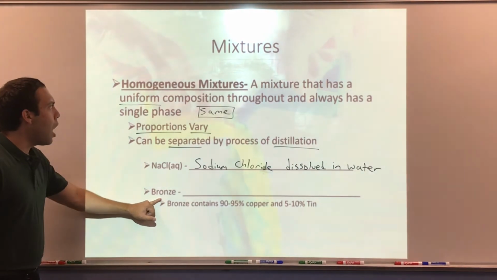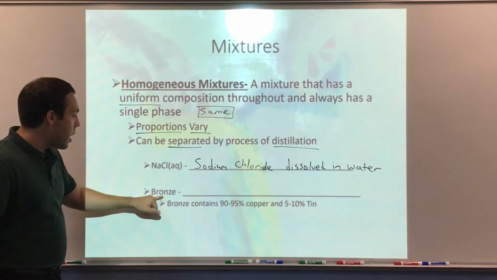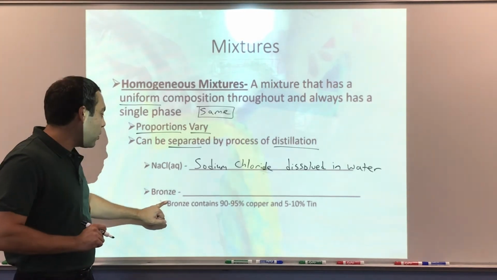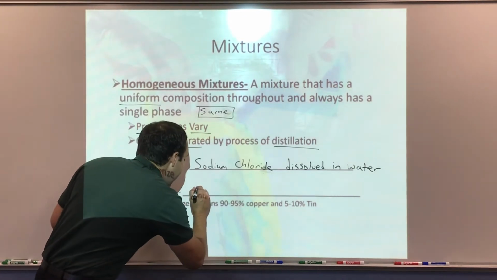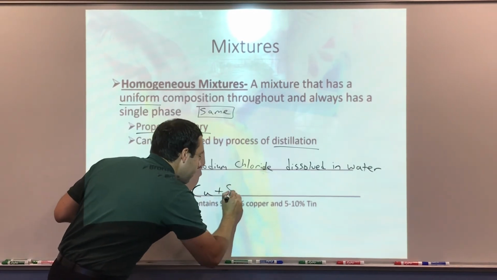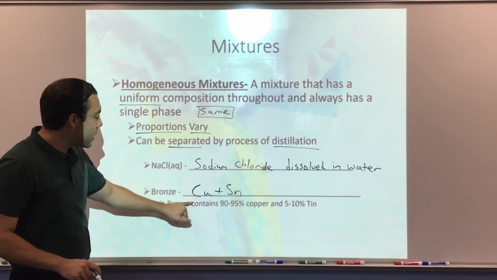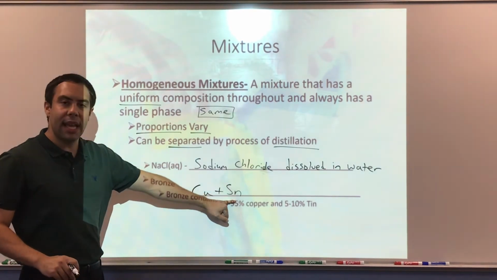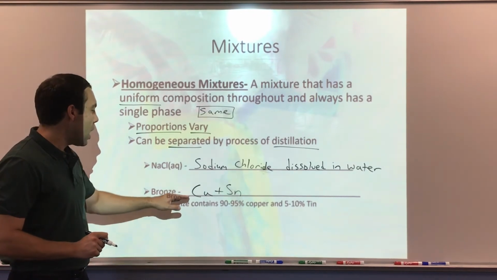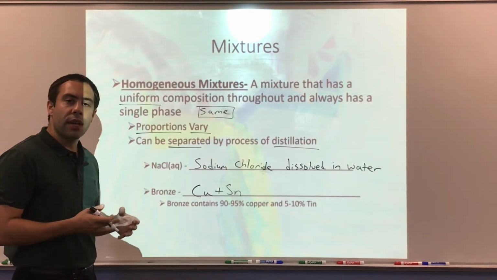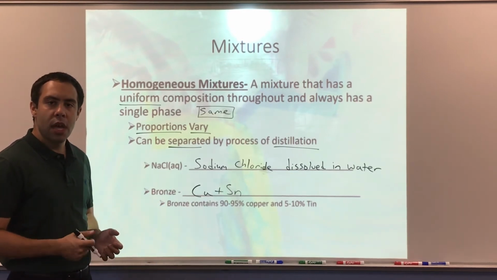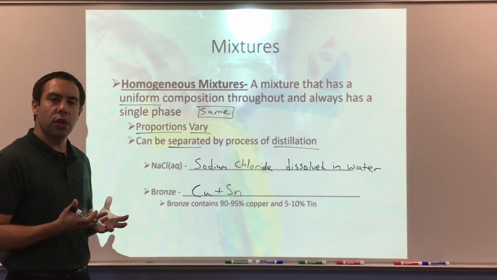Another example of a homogeneous mixture, this time in the solid form, is bronze. You might see something that looks like this. Now, bronze is made of copper, Cu, and tin, Sn. If you see something like this, Cu plus Sn, that is going to be a mixture of some sort. Now, if you look at bronze, like the 3rd place metal, you have gold first, silver second, and bronze third. If you look at bronze, it's going to look uniform.